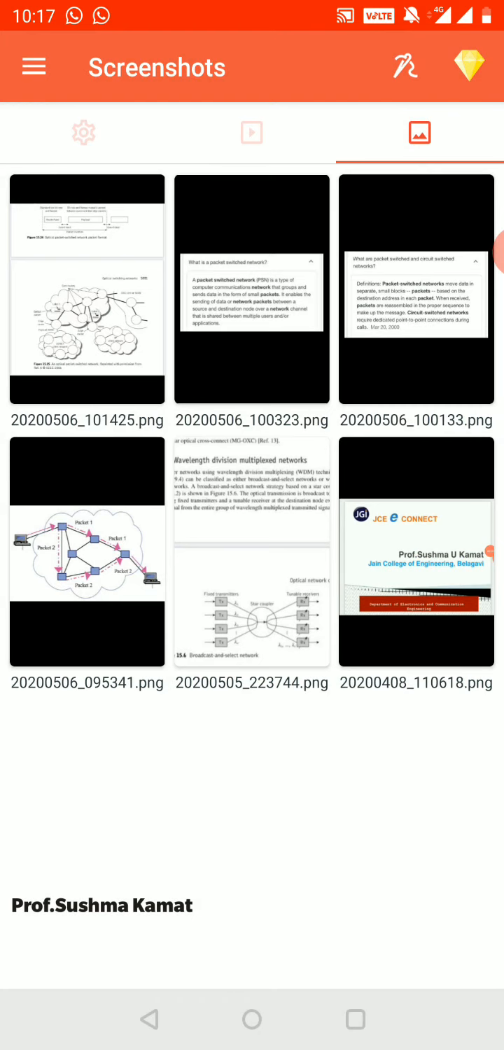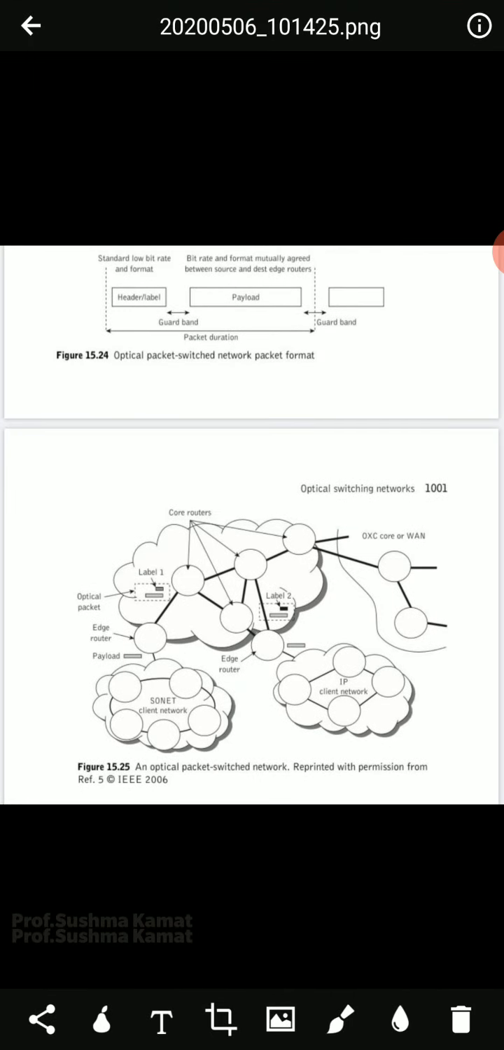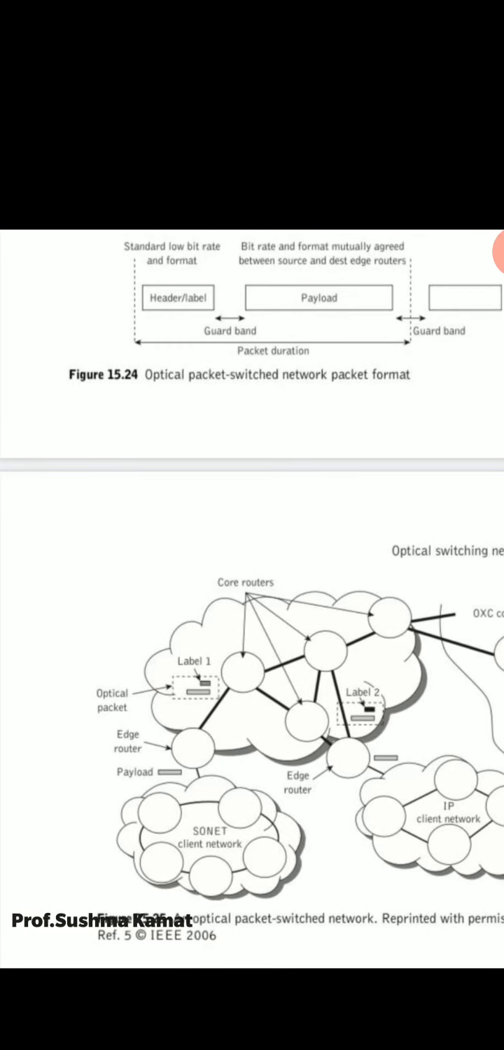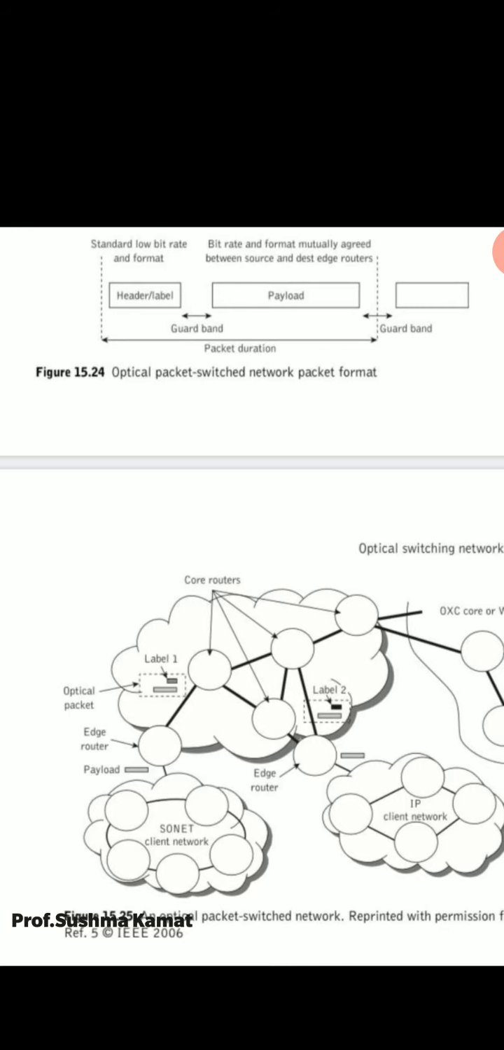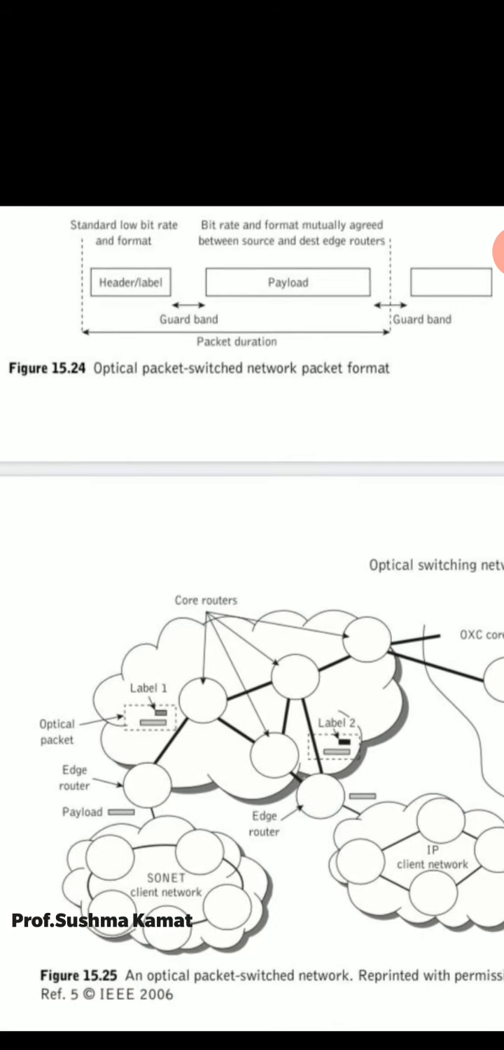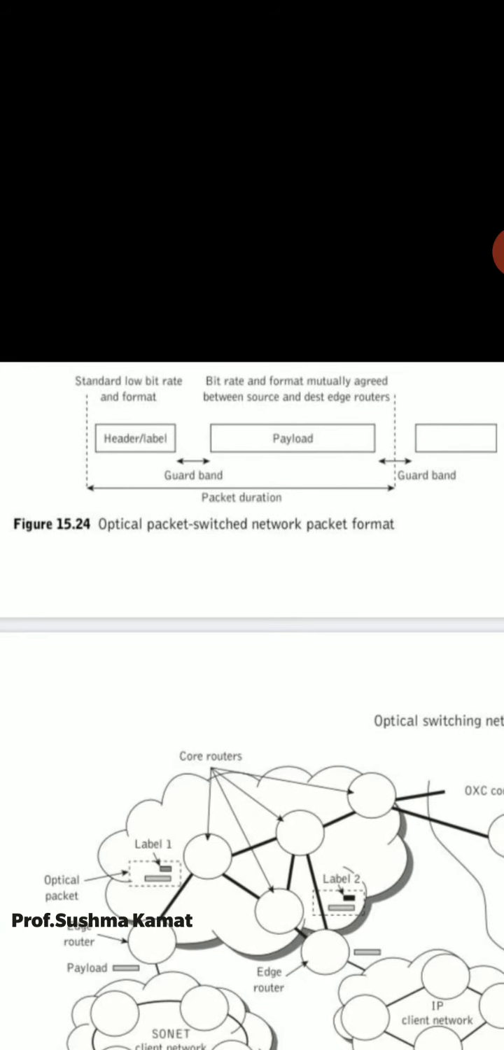Now I'll show you what it looks like. So in the picture you can clearly see that this is the packet switched network format. This particular format has guard bands, a header label, a payload, and a certain duration in it. So let me explain this a bit more now. Consider this particular picture.